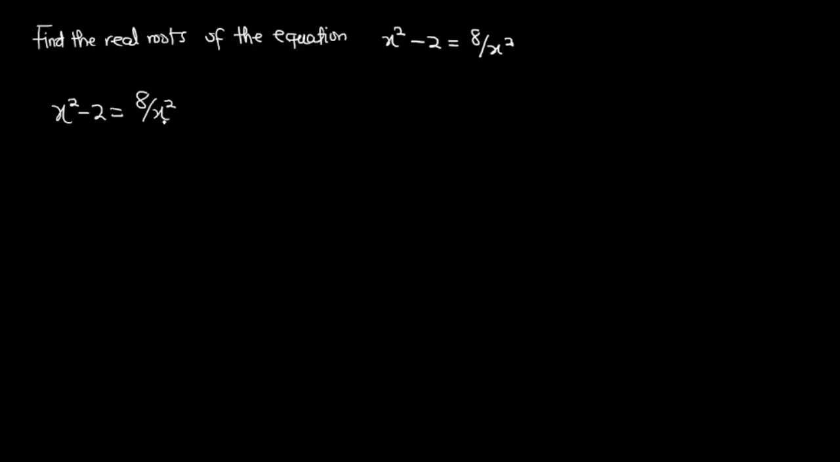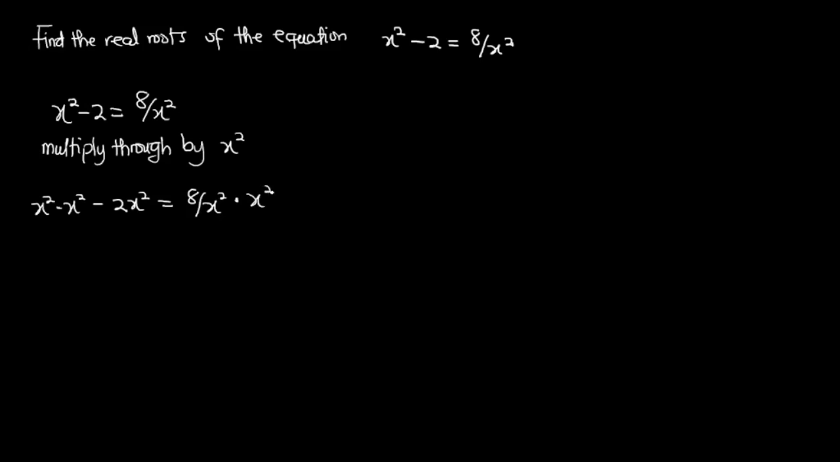So I have x squared as the denominator over here. If I multiply through by x squared, I can get rid of the x squared. So if I do that, I'm going to have x squared multiplied by x squared minus 2, multiplied by x squared, is equal to 8 on x squared multiplied by x squared.